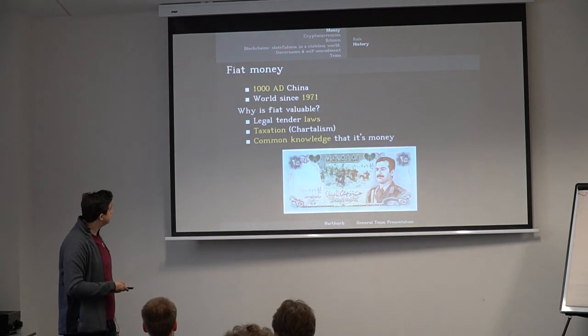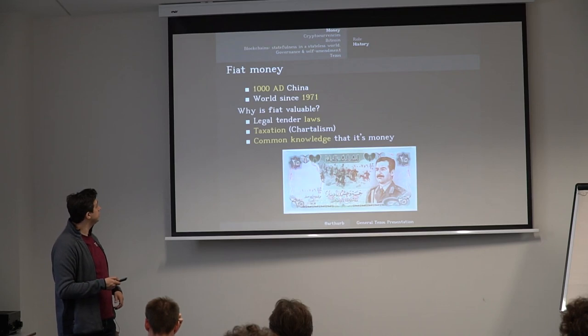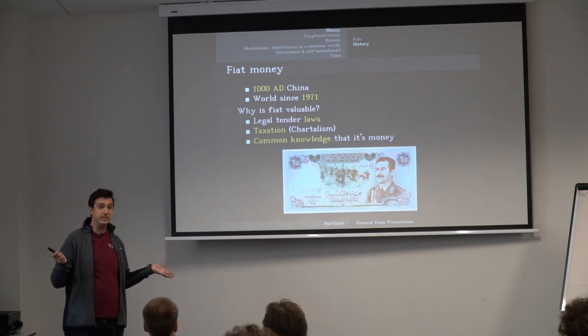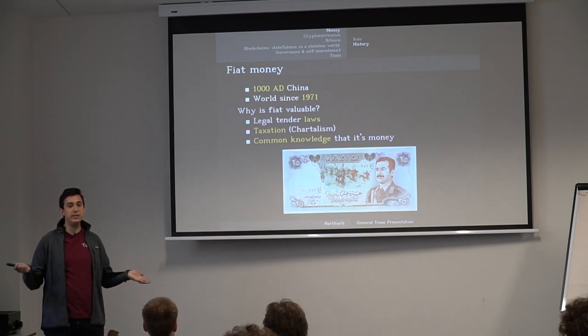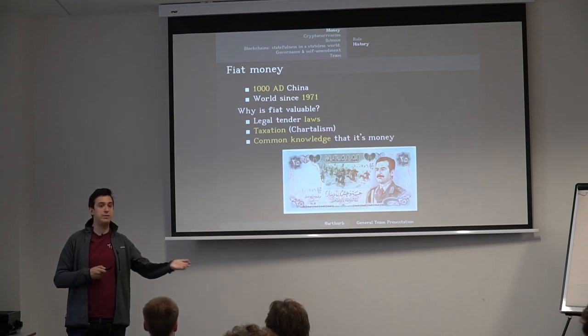So fiat money, that's both old and new. You had fiat money in China in 1080. It's basically paper money. So it's not based on commodity. It's based on the realization that really what we're doing with this money, we're just keeping track. You know, I'm keeping track of how many fish I gave.